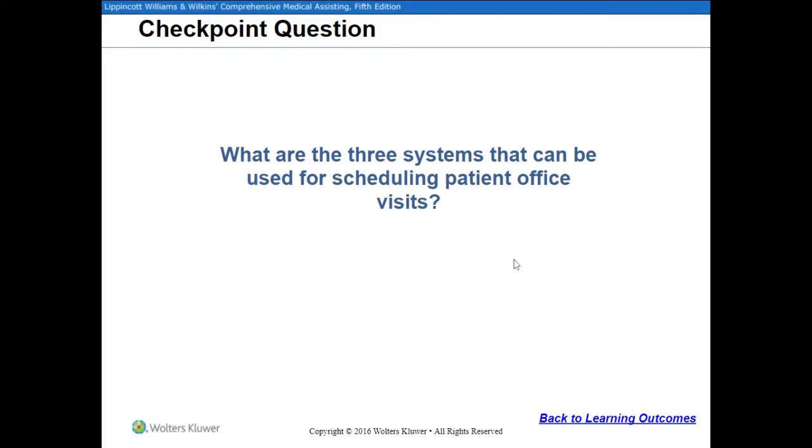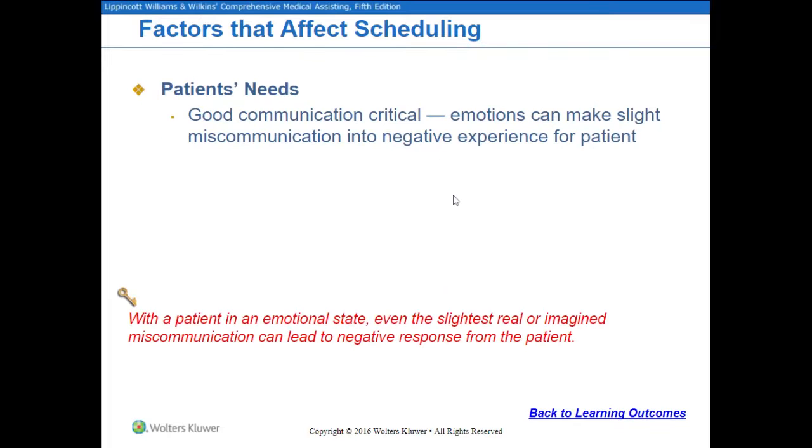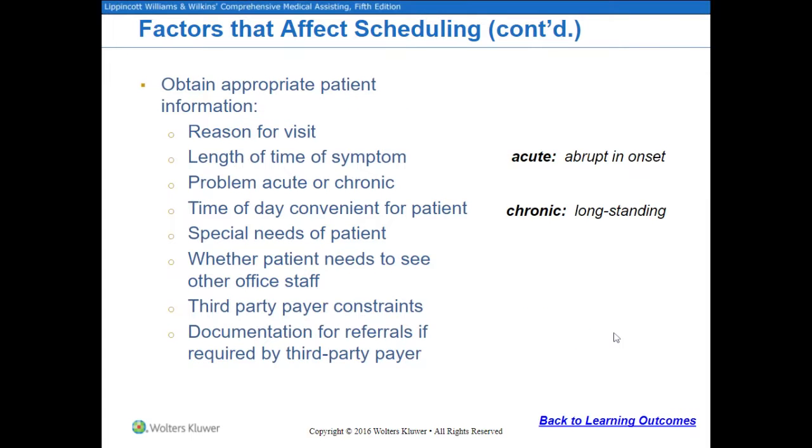There are 3 systems that can be used for scheduling patients: scheduled appointments, flexible hours, and open hours. So good communication is critical. We talked about that before. Emotions can make slight miscommunication into negative experiences for the patients.